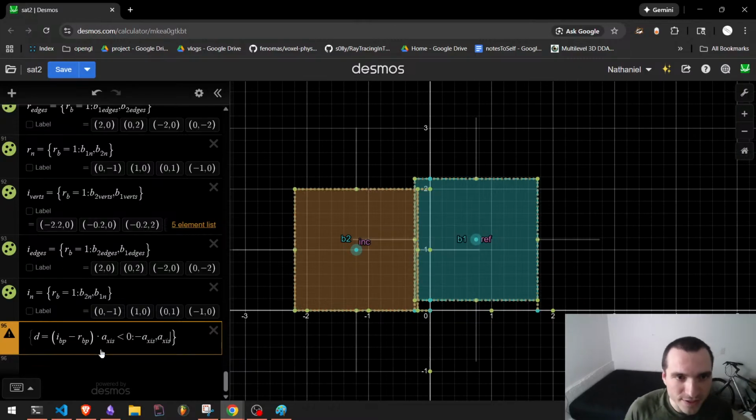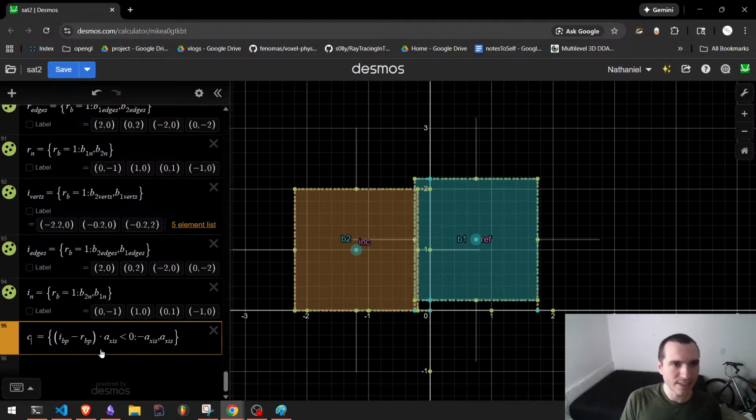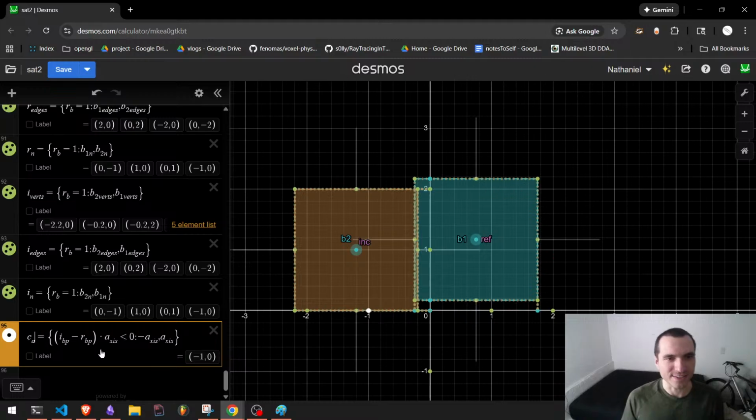It's going to be piecewise. Do like a collision axis, right? Or collision normal, or yeah, we'll just call it collision normal. This is now the normal that we're going to use to resolve this collision.